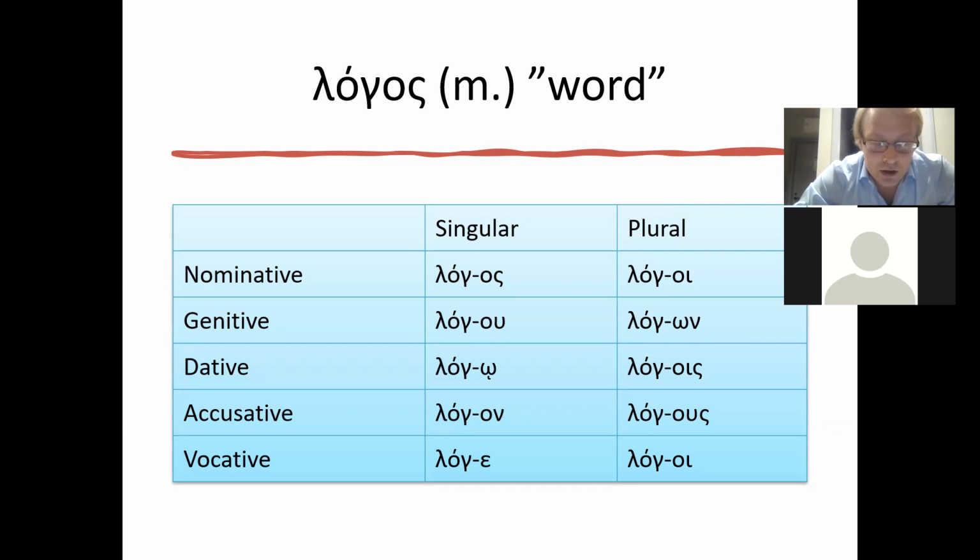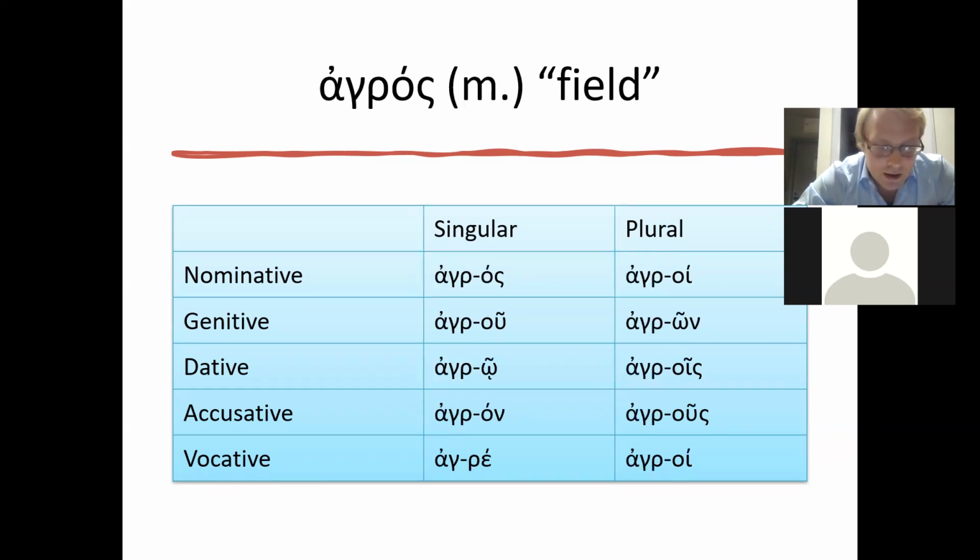And what is most important to note is that the case endings are always the same for any given masculine word in the second declension. Thus, we can take as an example another masculine word ending in -os, and we may note that it is inflected in the same way as logos in all cases and numbers. Here, for example, we have the inflection of the word agros, which means field.